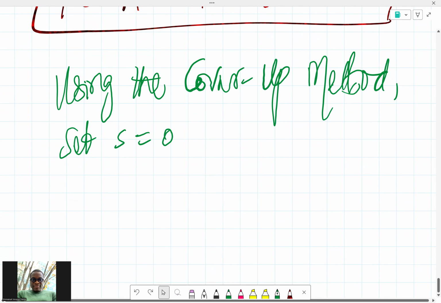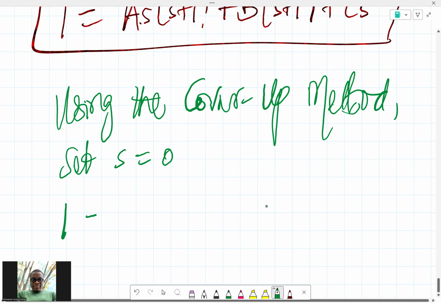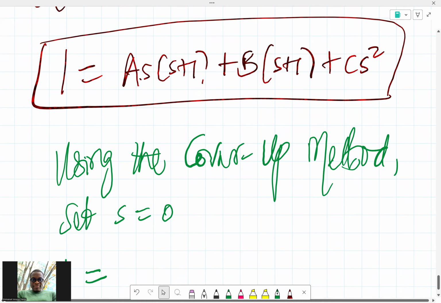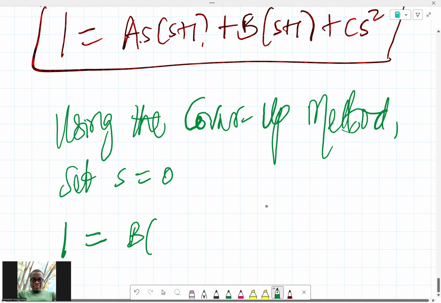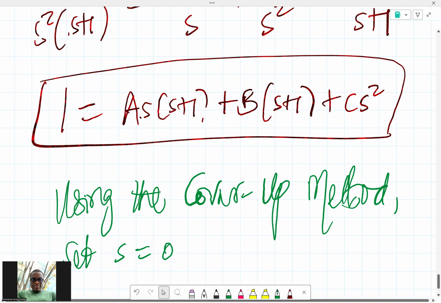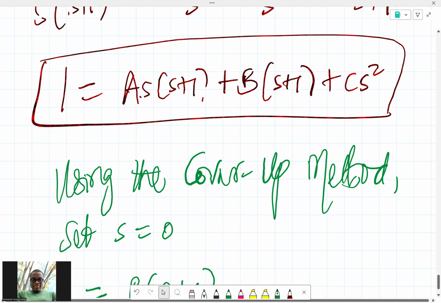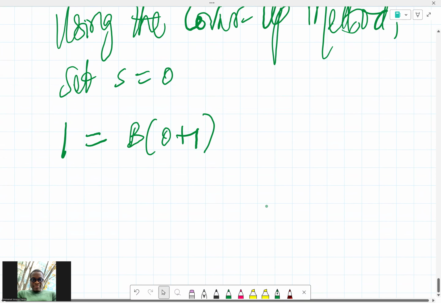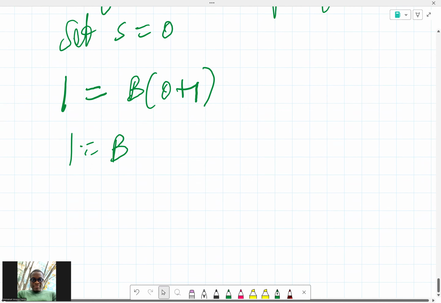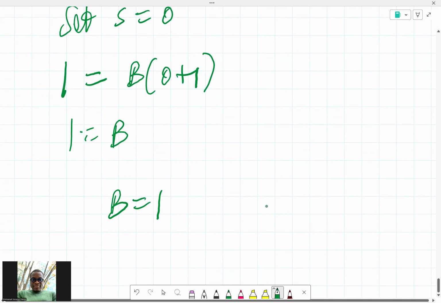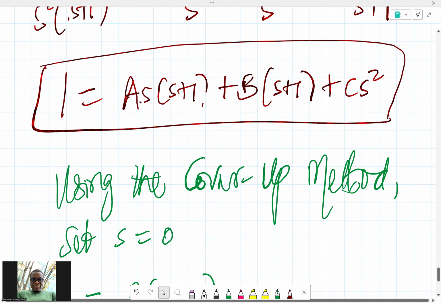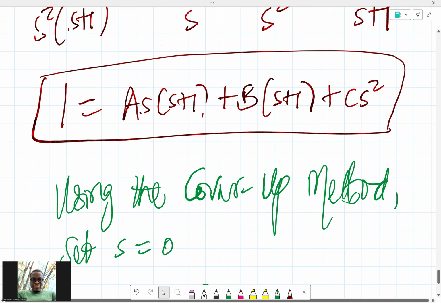On the left-hand side, we have only 1. On the right, a is gone, b remains, so we have b into 0 plus 1. c s squared, s is 0, 0 squared is 0, so times c, that's gone. So we just have 1 equals b. So basically, b is equal to 1. Done. We have got b, so we need to get the other things.